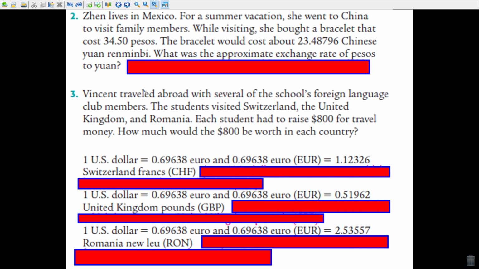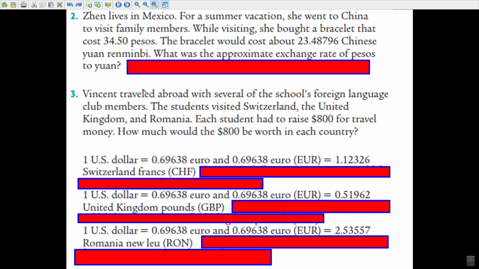Let's solve these two questions. Zen lives in Mexico. For a summer vacation, she went to China to visit family members. While visiting, she bought a bracelet that cost 34.50 pesos. The bracelet would cost about 23.4896 Chinese yuan renminbi. What was the approximate exchange rate of pesos to yuan?